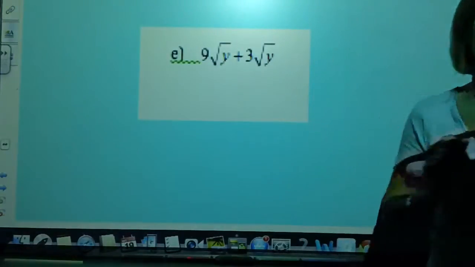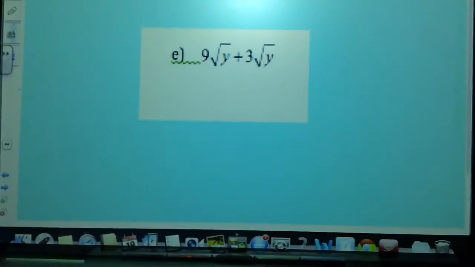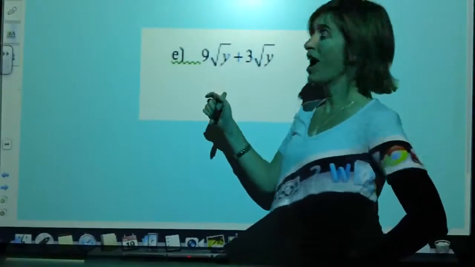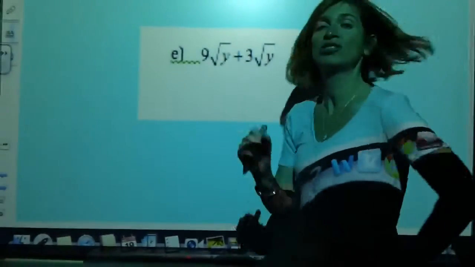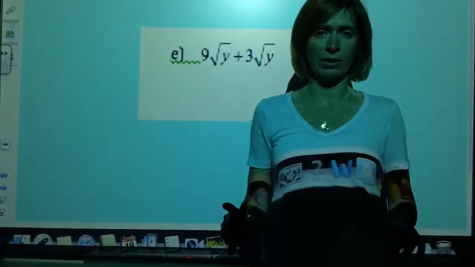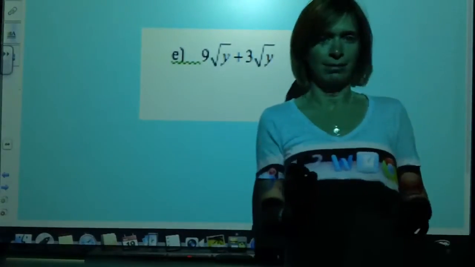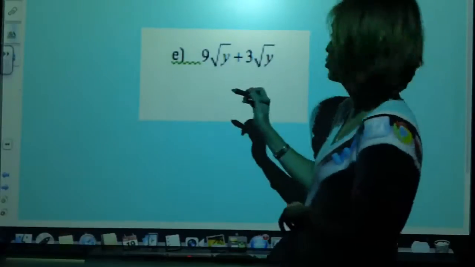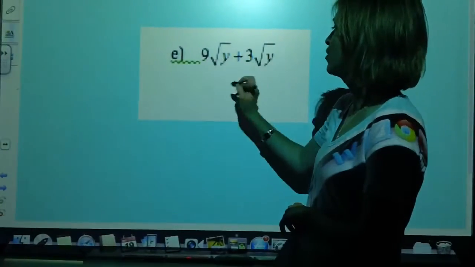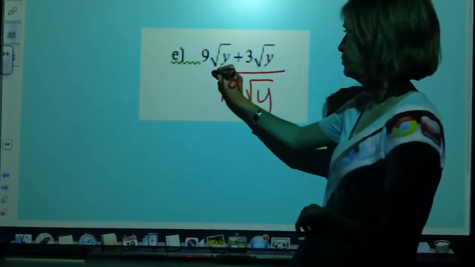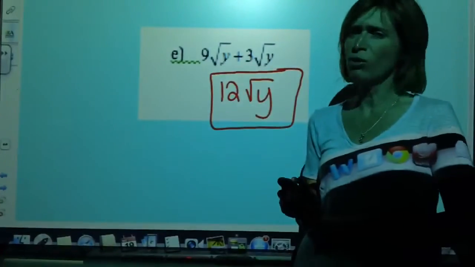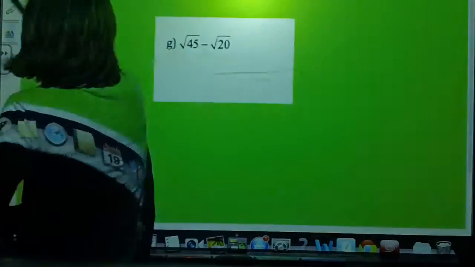I'm going to play with your head now. Look at that. That says 9 root y plus 3 root y. So I don't have numbers under the roots anymore. I have variables under the roots. All right, same exact thing. You ask yourself, are they like terms? Yes. So I can add them or subtract them. So I add the 9 and the 3 and I get 12 root y. Done. So simple.